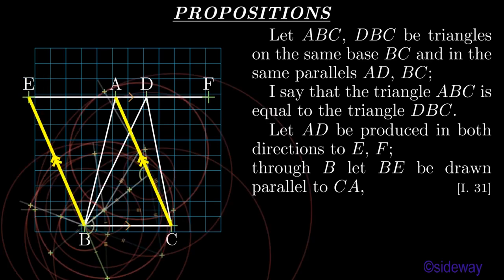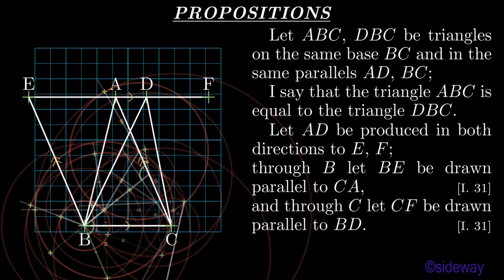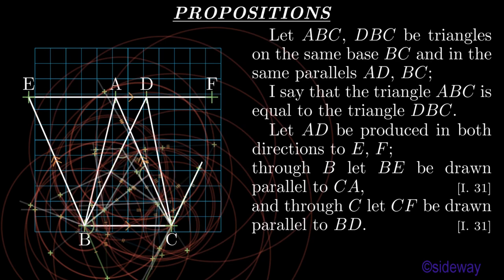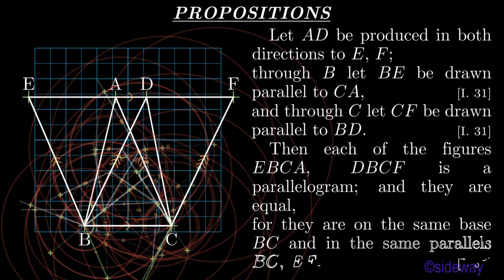By Book 1 Proposition 31. And through C, let CF be drawn parallel to BD. By Book 1 Proposition 31. Then each of the figures EBCA, DBCF is a parallelogram, and they are equal. For they are on the same base BC and in the same parallels BC, EF. By Book 1 Proposition 35.